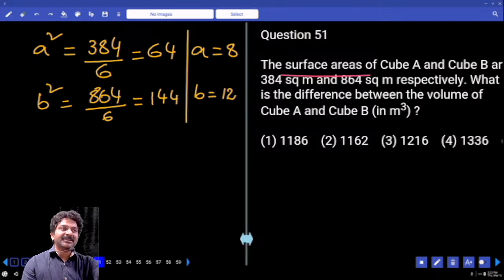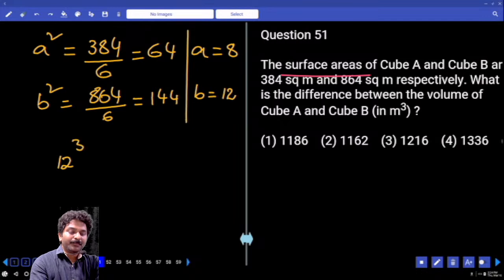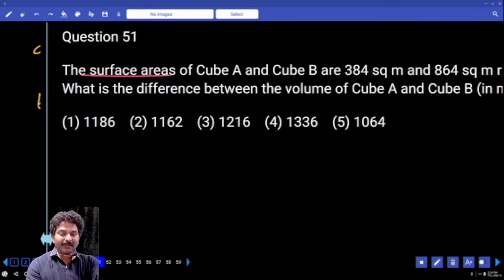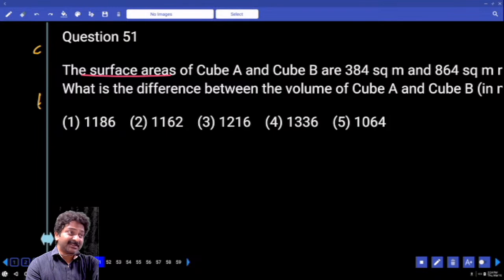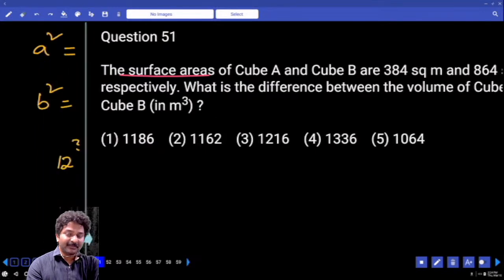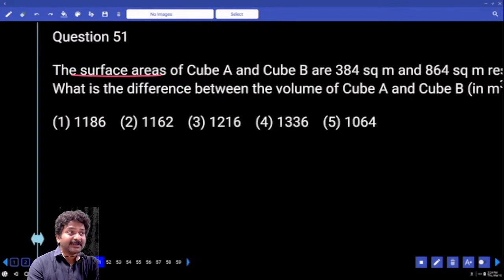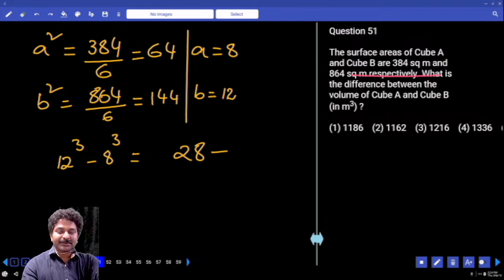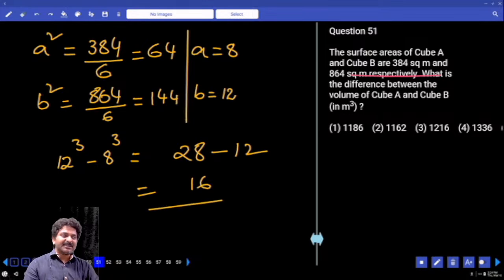Now, the question is to identify the difference between volumes. Volume of the cube: 12 cube minus 8 cube, correct? Can you verify the last digit? 3 options are ending with 6. Can we verify the last 2 digits? Yes. 12 cube ends with last 2 digits 28. 8 cube is 512, last 2 digits 12. Last 2 digits in the answer must be 16. How many options are there? Only one. Third option, final answer.